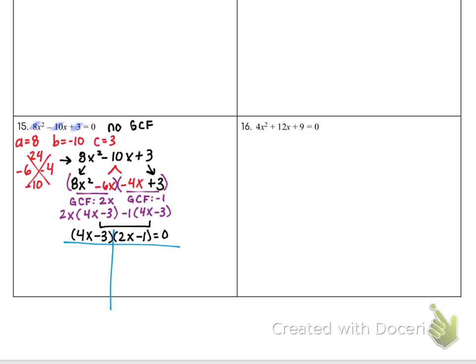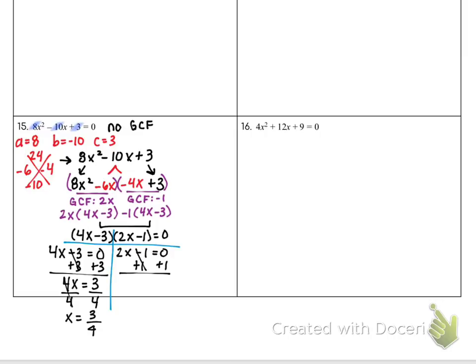And then I'm going to divide each side and set each side equal to 0. So add 3. So 4x equals 3, and then divide by 4. So x equals 3/4. That's one of my answers. And then if I add 1 and divide by 2, x equals 1/2. So remember to write it in the curly brackets. 1/2 is smaller than 3/4, so write that one first.